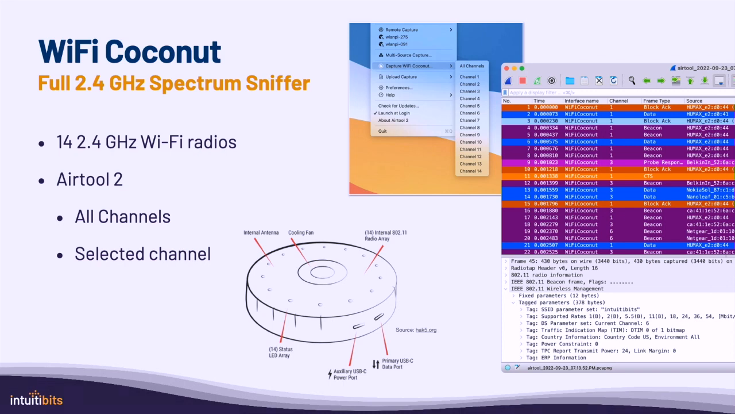To talk a little bit more in detail about the Wi-Fi Coconut, as I said, this is a device that has 14 radios, so it can scan all 14 channels in the 2.4 gigahertz radio band simultaneously. But one of the things I like to stress about this integration in AirTool is that AirTool has a collection of features, like you can do packet slicing, you can automatically open Wireshark, or even do live capturing in Wireshark.